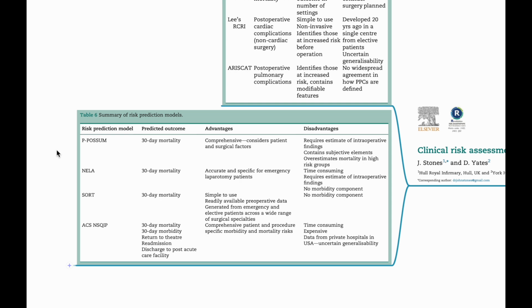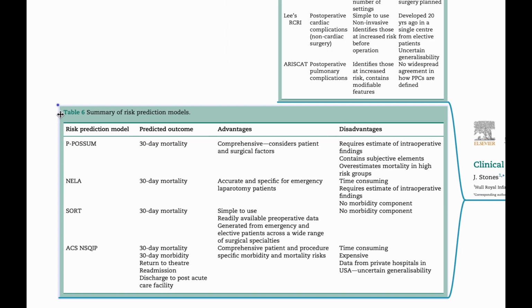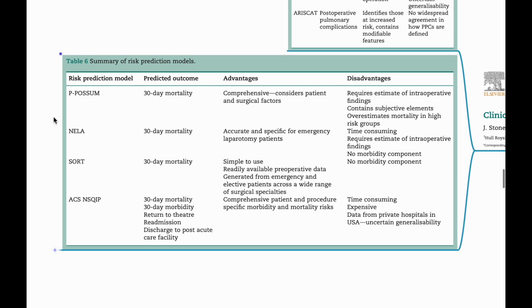This table shows a comparison of V-POSSUM, NELA, SORT, and ACS NSQIP. Predicted outcome in V-POSSUM is 30-day mortality. Advantage, it is comprehensive and considers patient and surgical factors. Disadvantage, it requires estimation of intra-op findings. It contains subjective elements and overestimates mortality in high-risk groups.